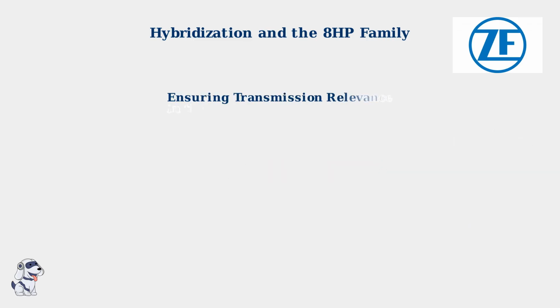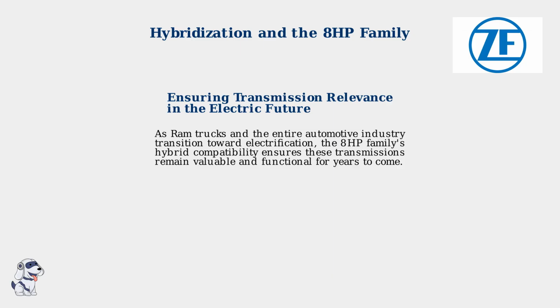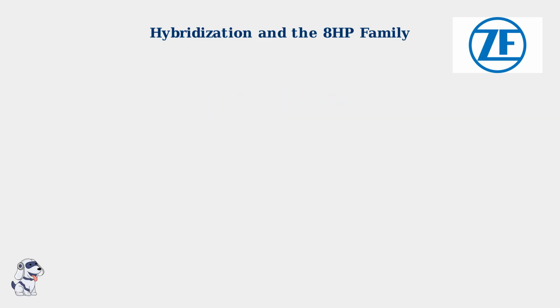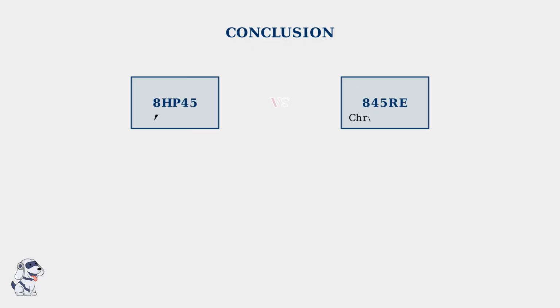This hybrid compatibility represents more than just technical capability. It's a strategic advantage that ensures the 8HP transmission family remains relevant and valuable as Ram trucks and the entire automotive industry continue their transition toward electrification. After examining both transmissions in detail, we can draw some important conclusions about the 8HP45 and 845RE transmissions used in Ram trucks. Both the 8HP45 and 845RE are fundamentally capable transmissions.